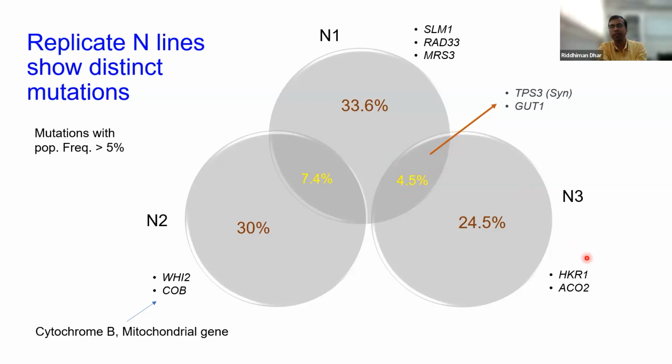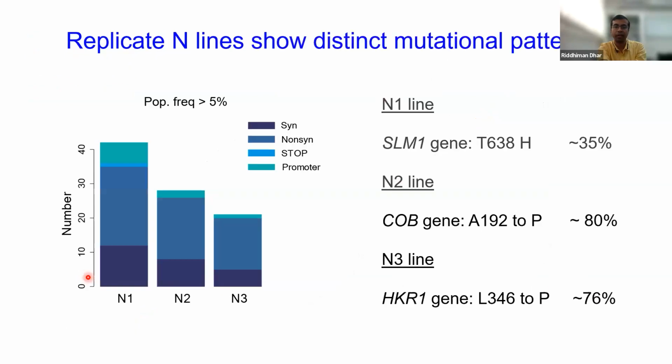I've also highlighted some of the genes that we know are involved in stress response or mitochondrial function among the lists. The N2 line, very interestingly, remember, is the line that went extinct at the beginning of this experiment in hydrogen peroxide. It harbored a very high frequency mutation in the gene cytochrome B, a mitochondrial gene. Since mitochondria are involved in the adaptation process to oxidative stress and other stresses, this could be one of the contributing factors for the extinction event of the N2 line.